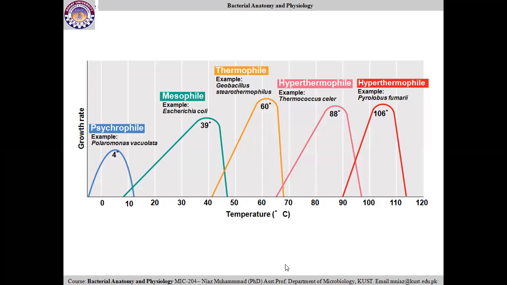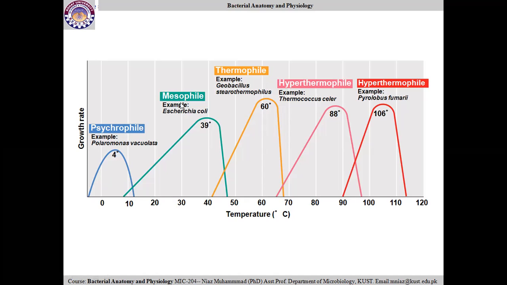This is growth rate and this is temperature, maybe -4 to 10. These are called psychrophiles. An example of such a microorganism is Polaromonas vacuolata. These microorganisms can grow at 4 degrees C. So microorganisms that can grow in this range, from -5 to 10 degrees C, with a maximum temperature for growth, are psychrophiles.